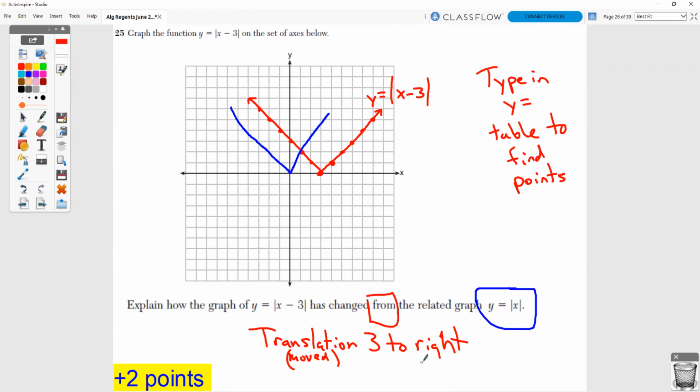Now be careful. You might say 3 to the left if you were going from this one that you drew to the original, but you're really going from the original one to the new one. So you're really going 3 to the right. 1 point for the correct graph, 1 point for saying a translation 3 to the right.